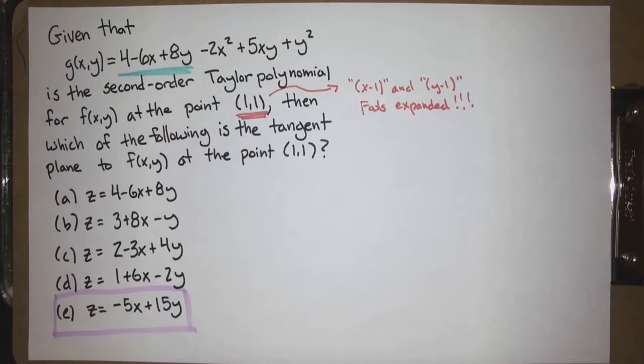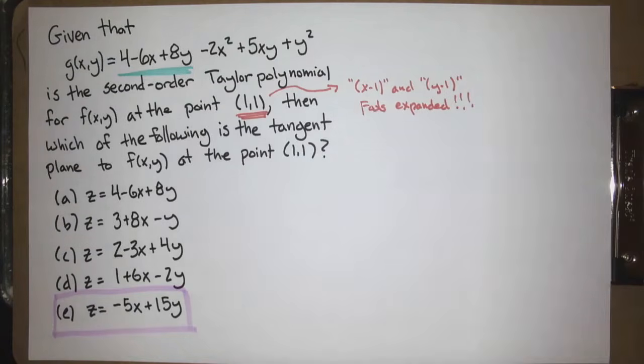Okay, so let's talk about it. How do we actually solve this problem? Well, we can't just read it off. That was very tempting. I can tell you that you can narrow it down to B or E very quickly. And I'll point that out in a second.